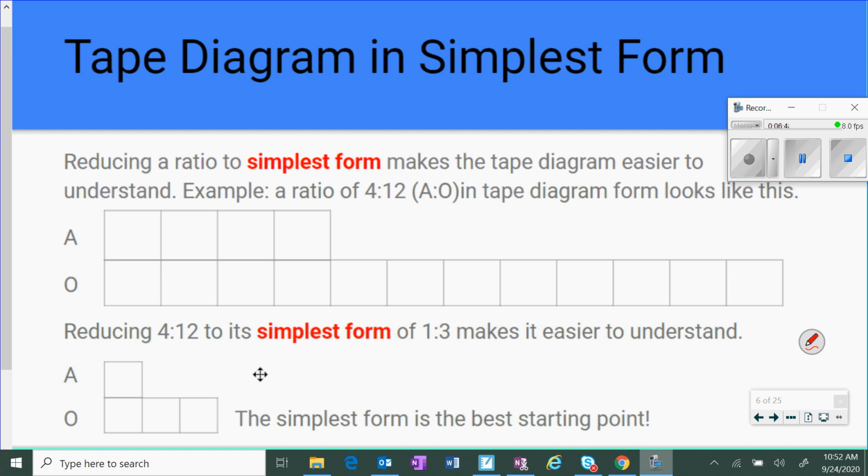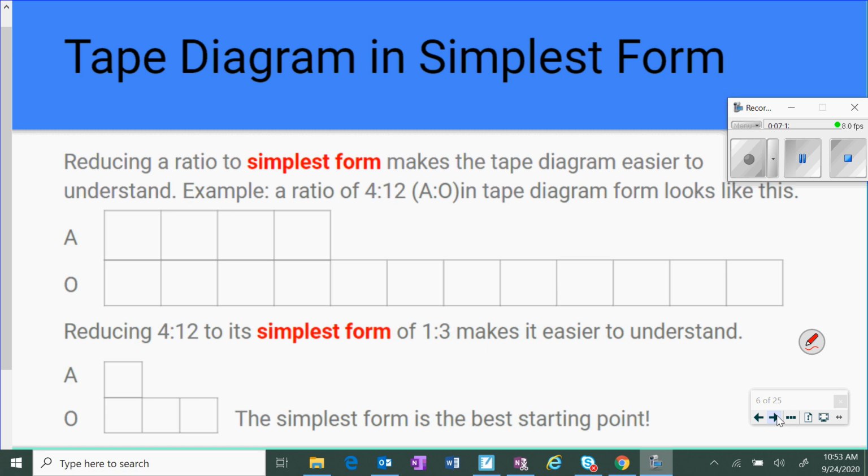Okay. All right. So, you always want to reduce your tape diagram to simplest form to make it easier to work with, okay? Because the simplest form is the best starting point. Any questions on how to do that? Yes, Jake. So with everything, do we make everything into this one? When in a tape diagram, if you can reduce it down, and you'll see why in a minute, okay?